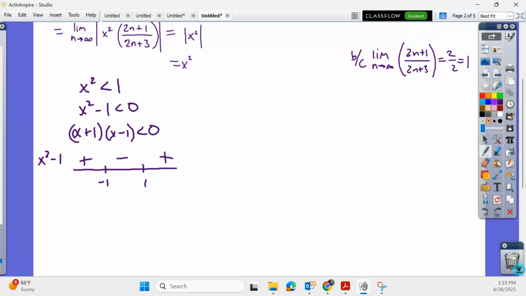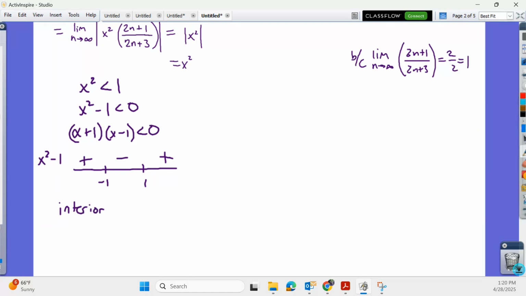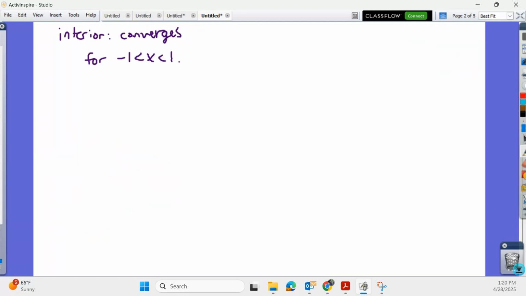And that's what we want, because we wanted to know where x squared minus 1 is less than 0. That tells us where x squared is less than 1. So that's our interval that we get. That's the interior. So interior converges for negative 1 is less than x is less than 1. Okay, and that's a big part of it. I'm probably up to like 3 points now on the scoring rubric, would be my guess.